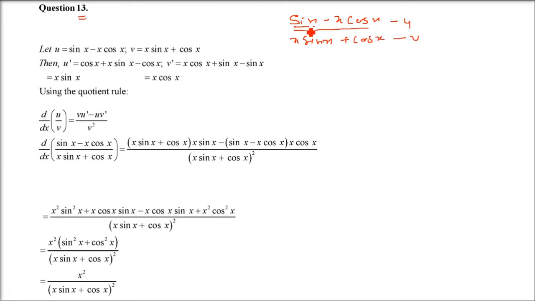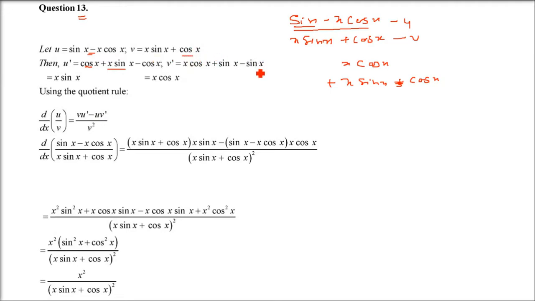Now let us take u dash and v dash. Sin x will be cos x. This x cos x, we'll do it by product rule. X cos x is minus sin x. Then we have cos x, and d by dx of x is 1 only. So this is cos x minus, and since negative is already there, we can change the sign. So this will be plus x sin x minus cos x.